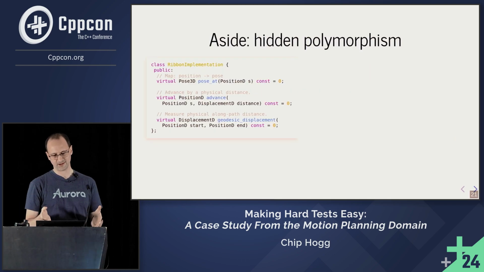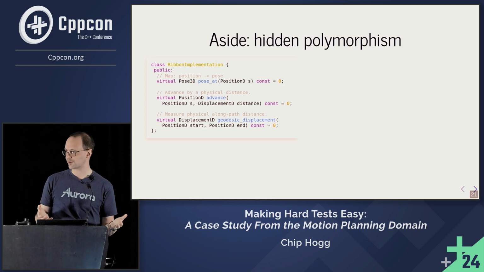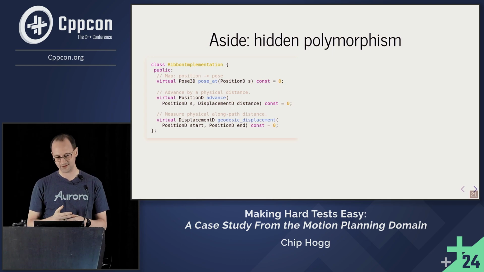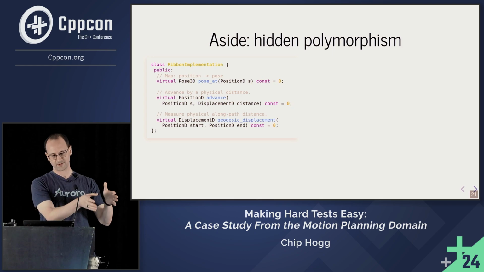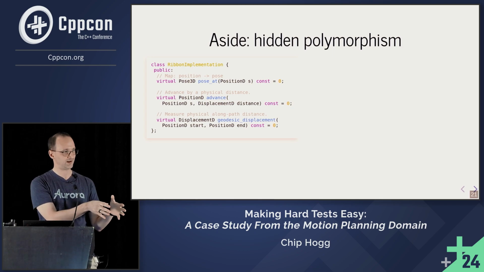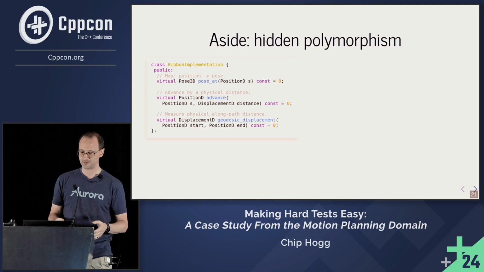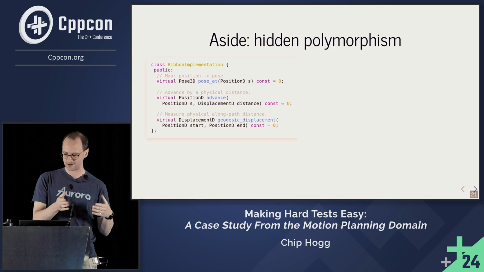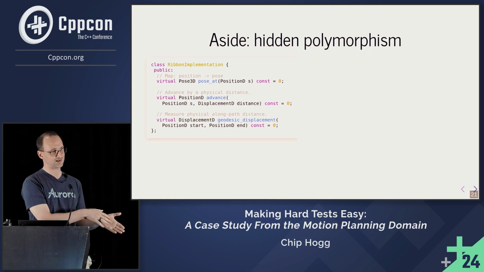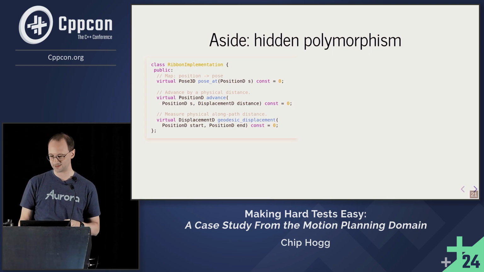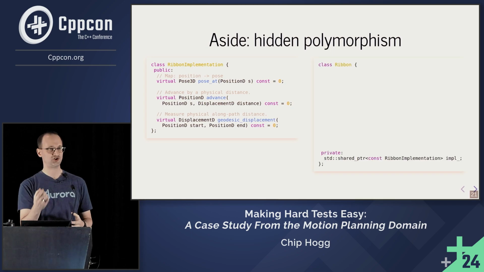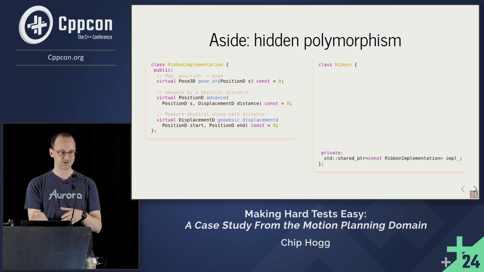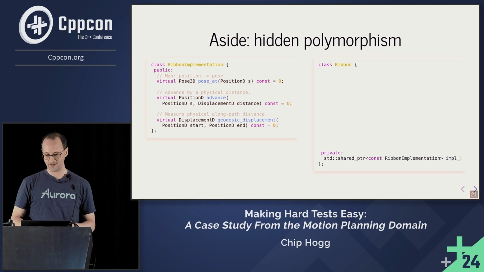As a kind of aside here, the way that we write these types, we use polymorphism, of course, but it's kind of hidden from the end users. So here's a ribbon implementation that any ribbon implementation would have to satisfy or inherit from, but the end users are not going to see that inheritance directly. Instead, we have the ribbon type just take a shared pointer to const of some implementation of that. Now this is very important.